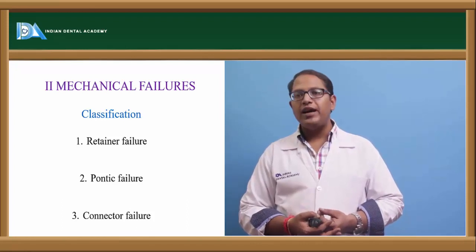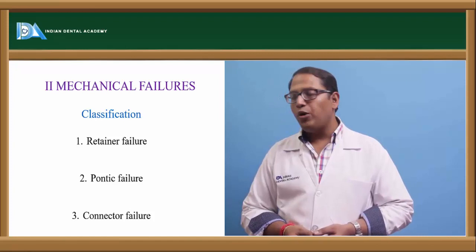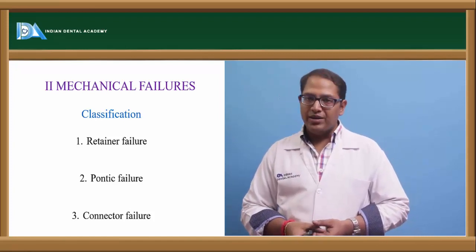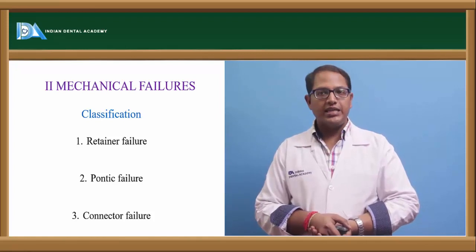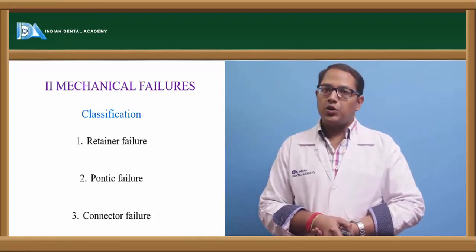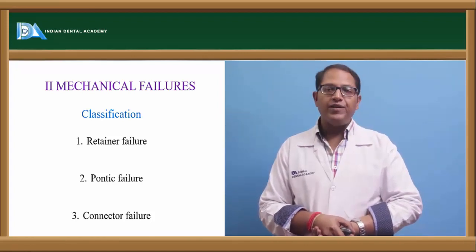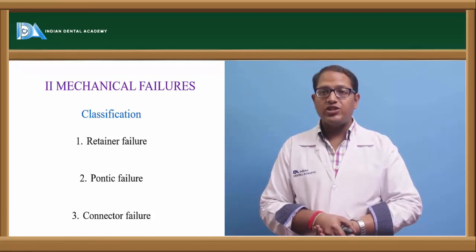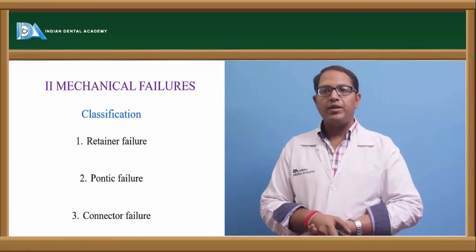So mechanical failure can be classified as retainer failure, Pontic failure, or connector failure. Now in mechanical failure we have retainer failure. So retainer failure, how will it happen? It can cause perforation, marginal discrepancies, facing failure that can fracture, that can wear off, and discoloration can be present. Let's come one by one to it.